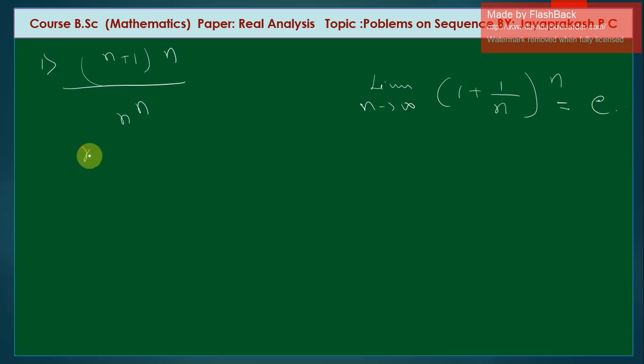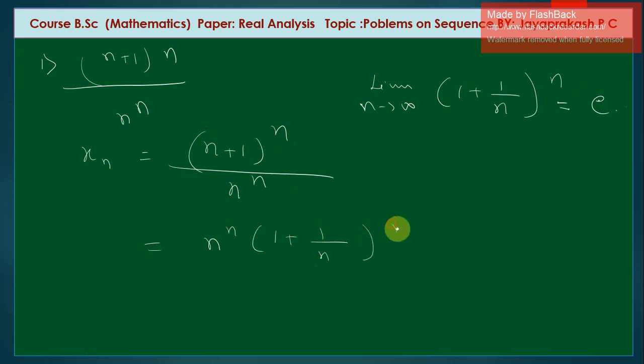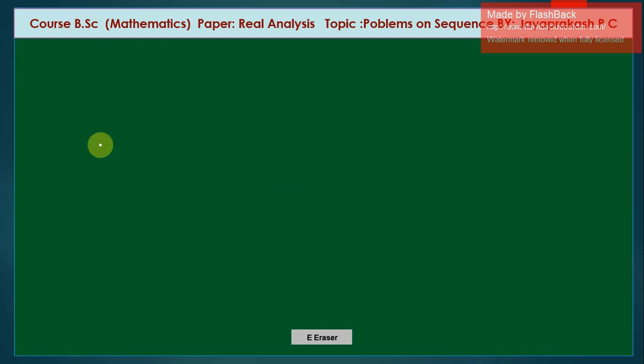So again we take xn is equal to (n plus 1) whole to the power of n divided by n to the power of n. If we take n as a common factor, we get n to the power of n times (1 plus 1 by n) whole to the power of n, divided by n to the power of n. So n to the power of n cancels, and we get xn is equal to (1 plus 1 by n) whole to the power of n.